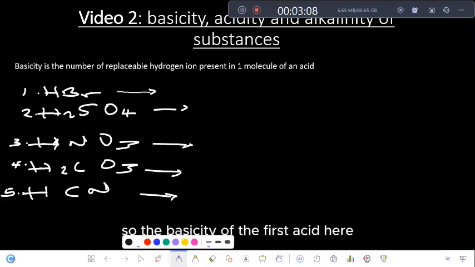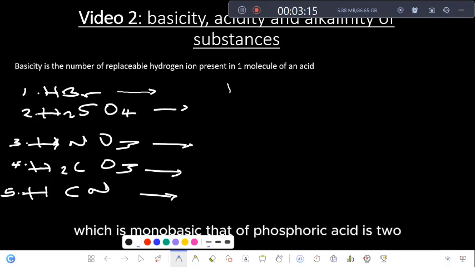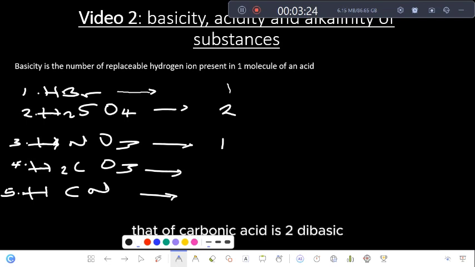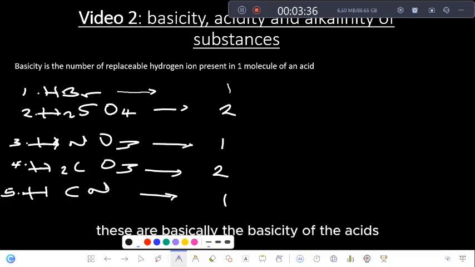So the basicity of the first acid here, hydrobromic acid, is 1, which is monobasic. That of sulfuric acid is 2, that's dibasic. That of nitric acid is 1, monobasic. That of carbonic acid is 2, dibasic. And that of hydrocyanic acid is 1. These are the basicity of the acids that are written down.